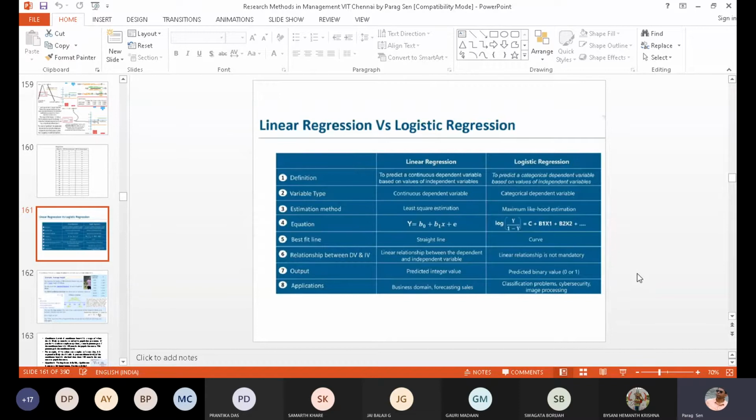But actually it may not be 0 or 1, but we treat it like 0 or 1. Suppose, as I told you earlier, if the probability is 40%, we will assume that the mouse will not be obese. But if it is 60%, then we will assume that the mouse will be obese. Okay. As for applications, in the business domain, forecasting sales is huge, and linear regression is widely used. Logistic regression is basically used for classification problems, cyber security, and also image processing.